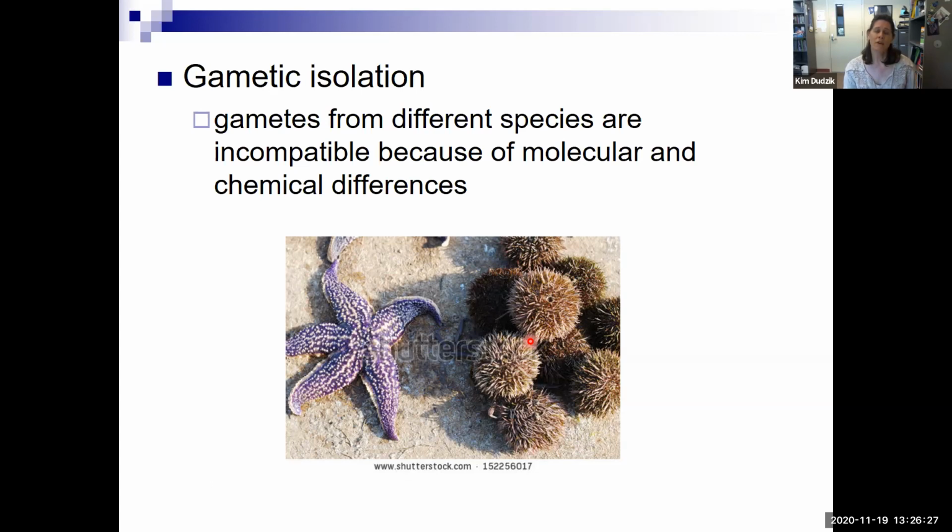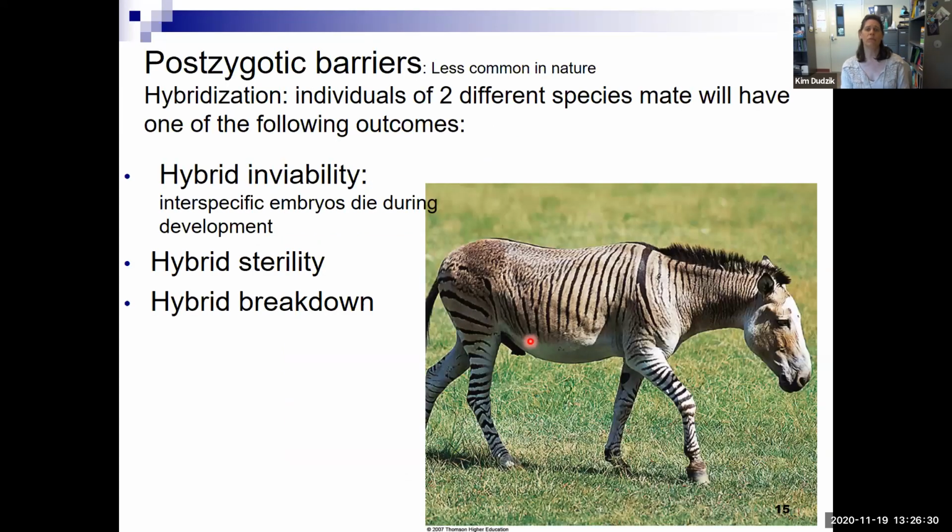Okay. For post-zygotic barriers, this is what we usually associate with hybrids, hybridization. This is when two individuals of different species actually do mate. Okay, but they'll usually have one of the following outcomes. This is much less common in nature, but it does happen. So if two individuals of different species actually end up mating and the gametes fuse, they fertilize, but the zygote may not continue to develop, or it only develops partially in the embryonic stage and it stops. That's called hybrid inviability. Usually the embryo then dies during development.